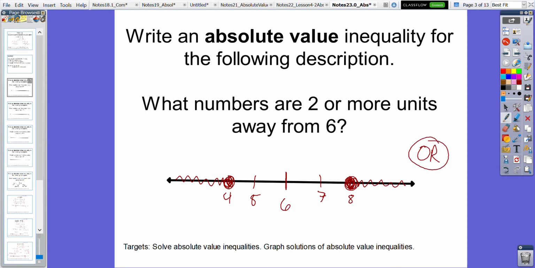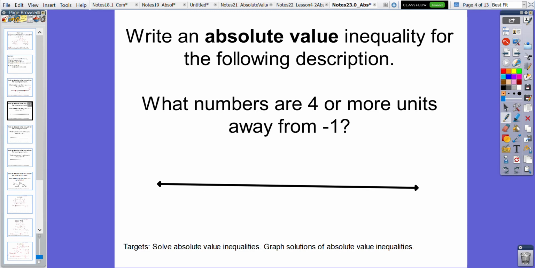Okay, if we look at another example here, let's say we have all my numbers that are 4 or more units away from -1. Same thing, I want to put -1 in the middle, and then we count out. So to the right would be 0, 1, 2, and 3. Those are my numbers that are 4 units to the right from -1. Then we go the opposite way here. So -2, -3, -4, and -5.